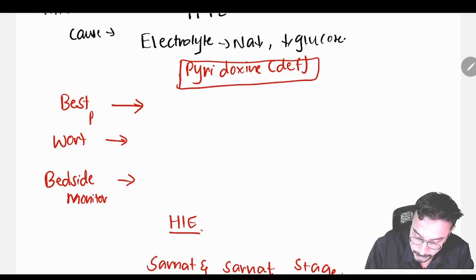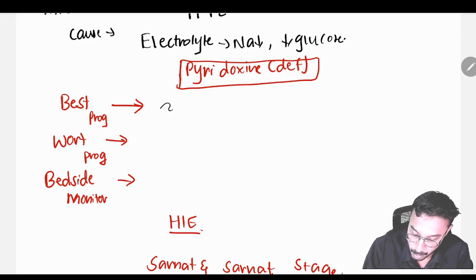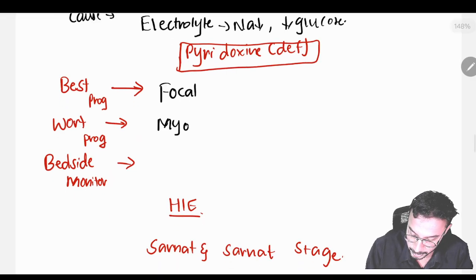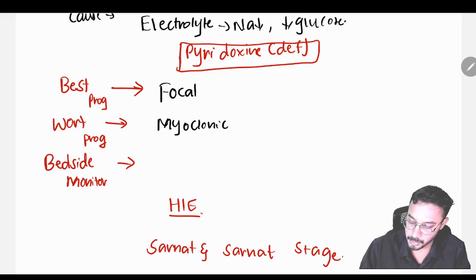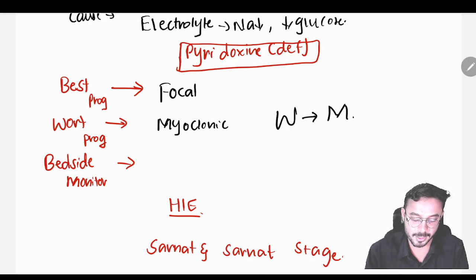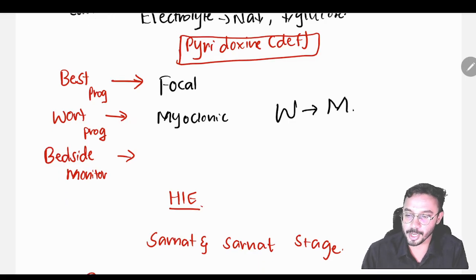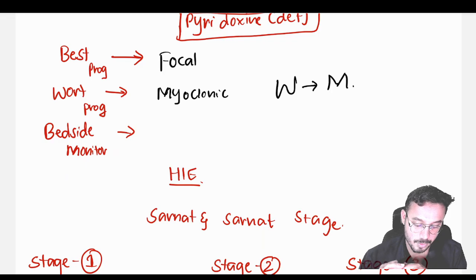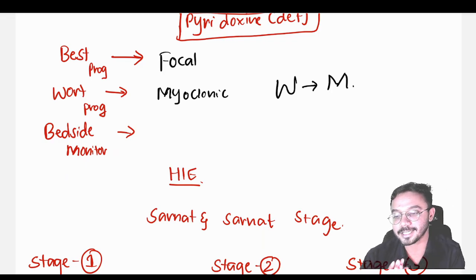Okay, and tell me, which type of seizure has the best prognosis? Best prognosis is focal, and worst is myoclonic. W is the worst, and reverse the mnemonic: myoclonic seizures are the worst. So how do you monitor the baby at the bedside for seizures? You are going to do EEG, that is amplitude integrated EEG.